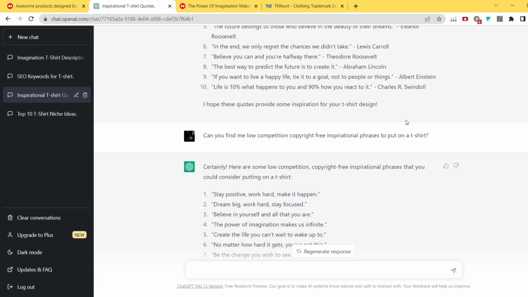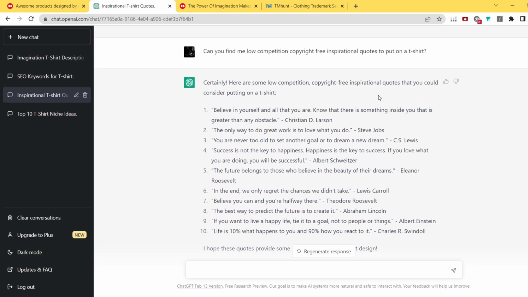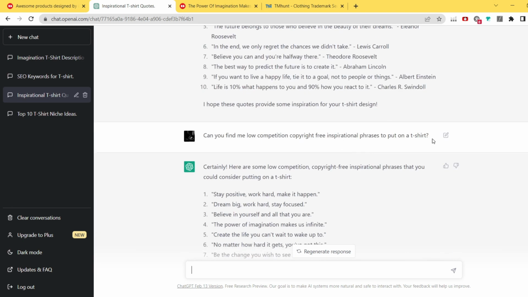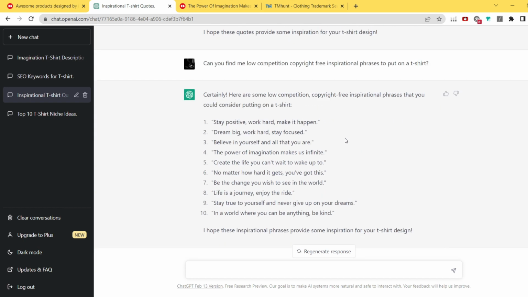As you can see, you have to be really specific with ChatGPT. What I did was replace the word quotes with the word phrases. And here are finally the results I wanted. These are exact phrases I can put on a t-shirt, type in the Redbubble search, and see how many results they have. So I'm changing my mind. In the last video about ChatGPT, I told you it couldn't find a specific exact niche, but it seems that you can. The only thing you need to do is make this a step-by-step process.